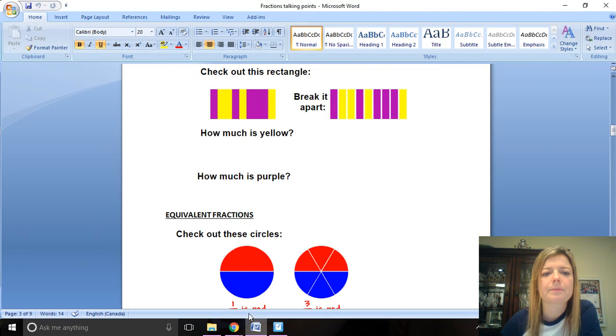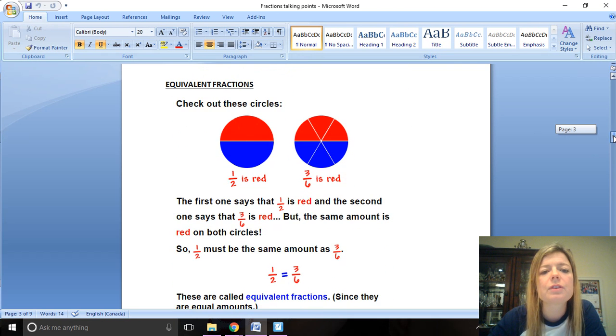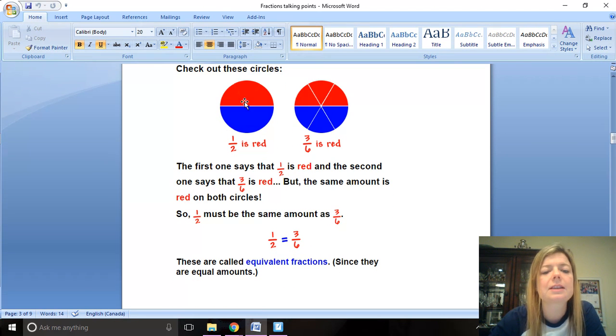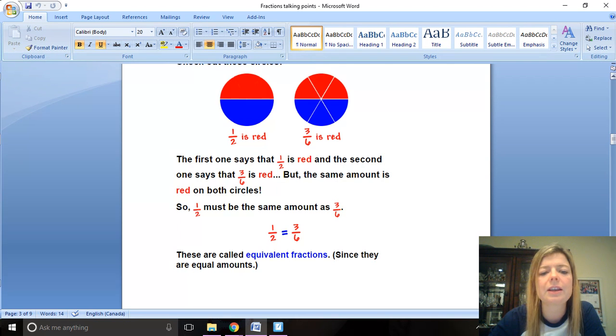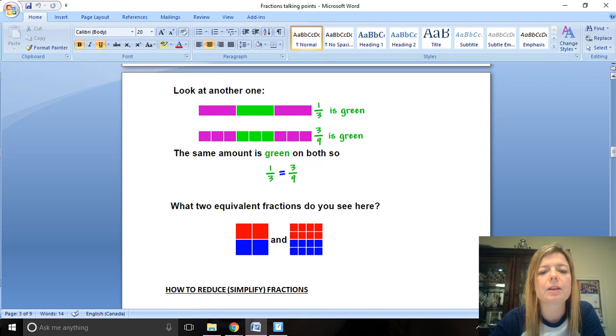Okay, now we want to talk about equivalent fractions. So I'll go back to here. So equivalent fractions are 2 fractions that are the same, just represented differently. So if you look at these 2 circles, the same amount is red in both circles, but we can call it 2 different things. In this circle, we would say 1/2, and in this circle, we would say 3 out of 6. Notice that it's the same amount of red, but we just call it different things because this circle was in 2 pieces and this circle was in 6 pieces. So those are called equivalent fractions since they're equal amounts.